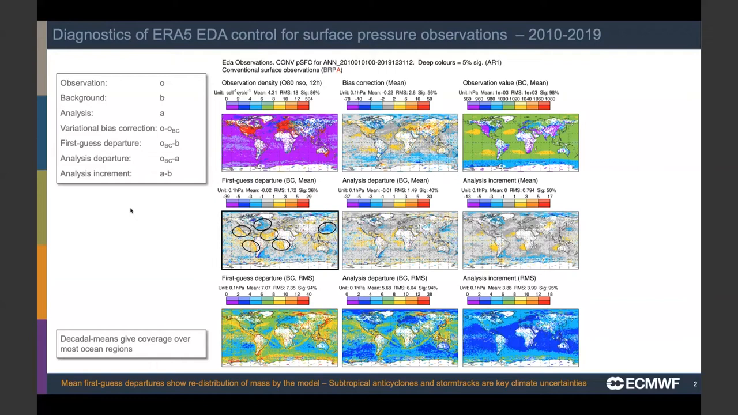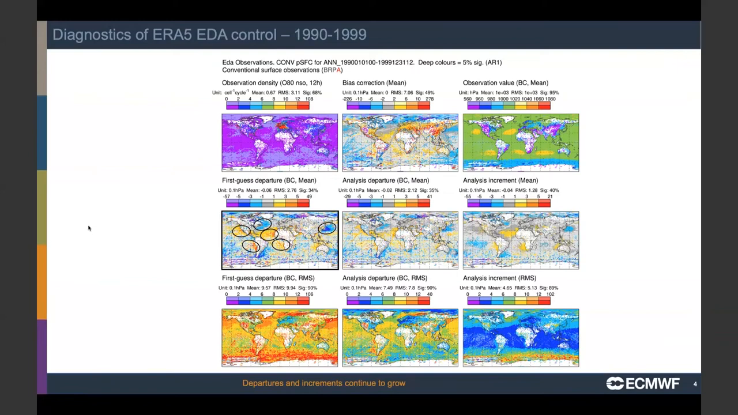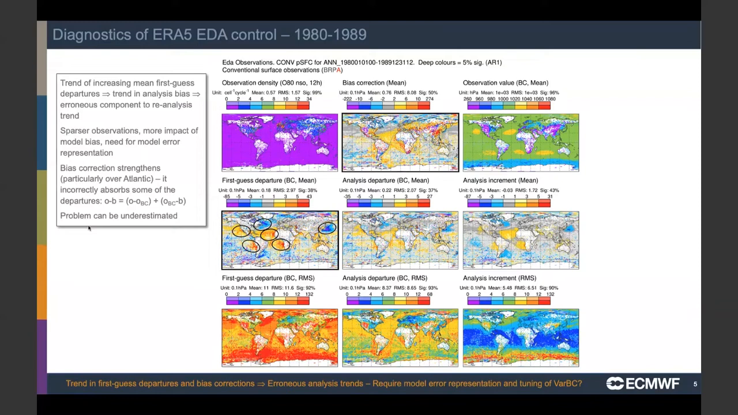So this is what it looks like for the most recent decade. So I'm going to step back a few decades to see how things evolve. Okay, so if I go back to the 2000 to 2009, you'll see that basically the first guess departures in those regions have strengthened quite a bit. And if we go back to the 1990 to 1999, again, they've strengthened again. And finally, I'm going here to the 1980s, and they've got quite a lot stronger.